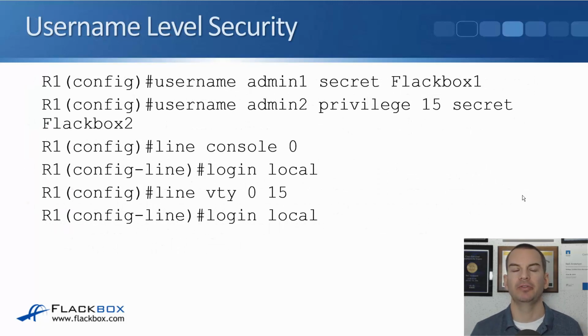So for our configuration here, I've said username admin1, secret FLACKBOX1, and then username admin2, privilege 15, secret FLACKBOX2. Because we didn't specify a privilege level for admin1, when they log in, they're going to be at level 1.